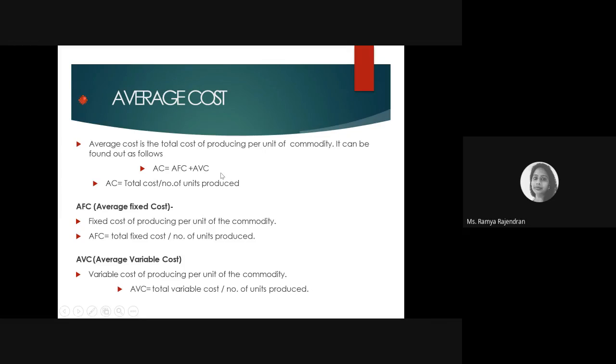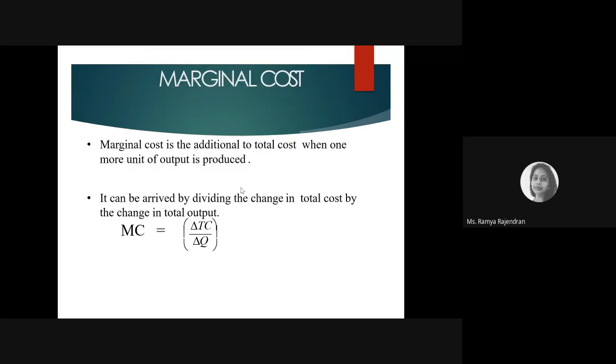You can do that, or you can sum the total fixed cost as well as the total variable cost to get the total cost and divide it by the number of units produced. You can do it both ways. You will get the same answer. Okay, so it's actually nothing but the cost of producing a single unit, whereas total cost is the cost for producing all the units.